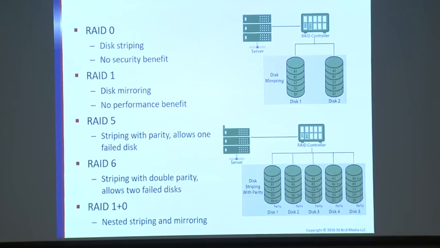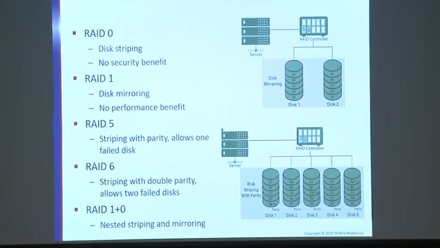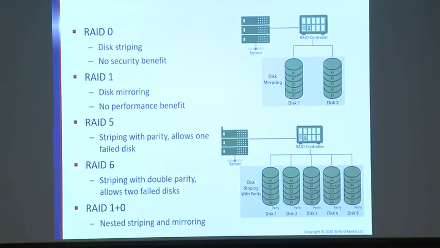With RAID 0, if I lose a drive, I lose half my data. So that is the problem that we have with RAID 0. It really is not providing redundancy. There's no security benefit. There's only disk striping, which means I'm writing to multiple drives.